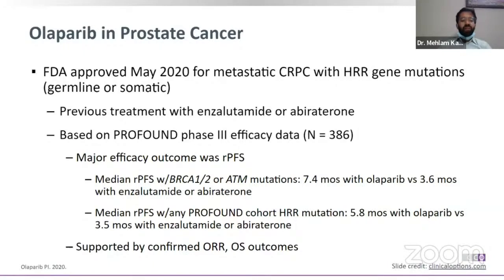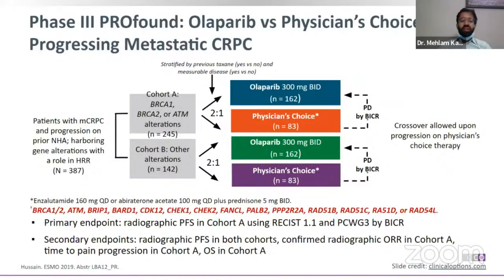an improved PFS. The median PFS was maximum for the mutation of BRCA1, BRCA2, and there was no benefit in the ATM mutations. So let us go through some details of this study. This was the trial design of the phase 3 PROfound study, where olaparib was randomized against physician choice in progressing metastatic castration-resistant prostate cancer.